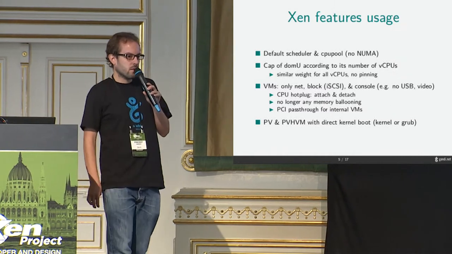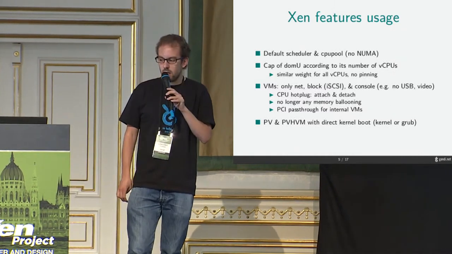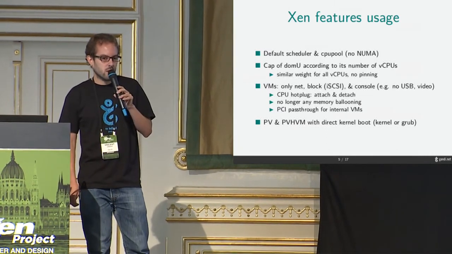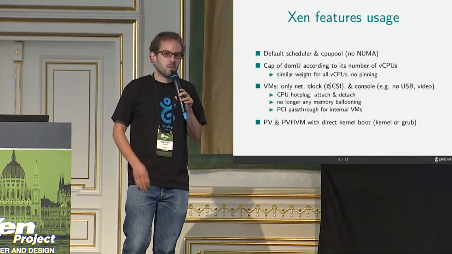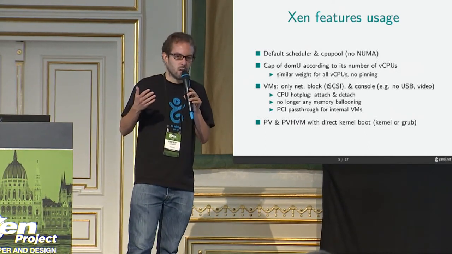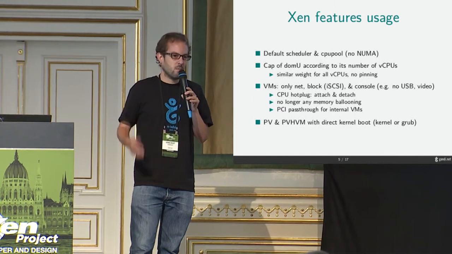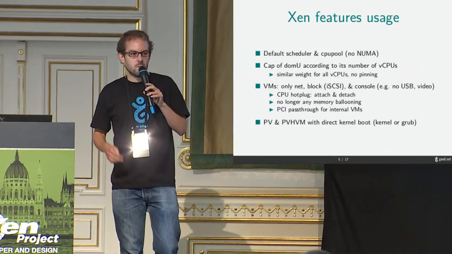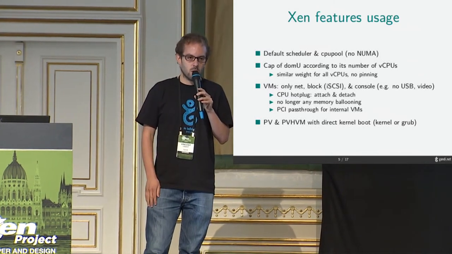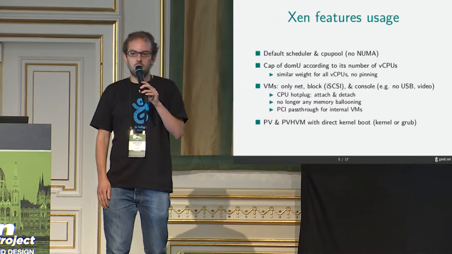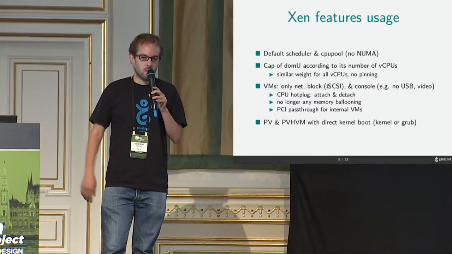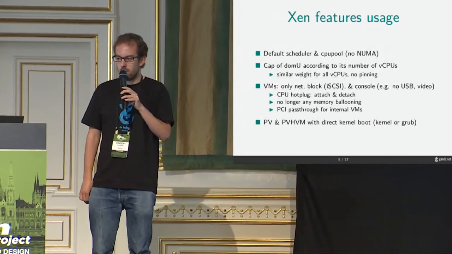Then, what are the different features that we use from Xen? First, regarding the scheduler, we use the default credit scheduler. We don't need anything like real time. And for us, the credit scheduler has enough performance for now. It's a fair scheduler, it's work conserving, so that's what we want. We haven't looked yet at, for example, credit2, but we may use it in the future if it becomes, for example, the default scheduler in Xen.